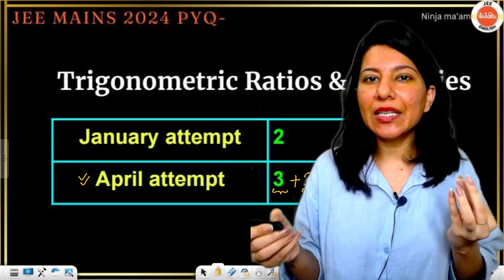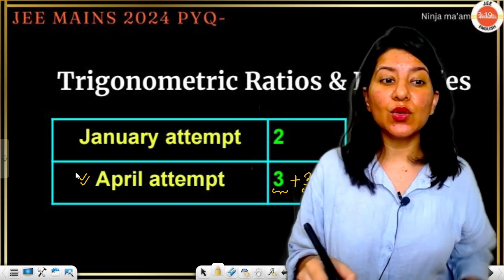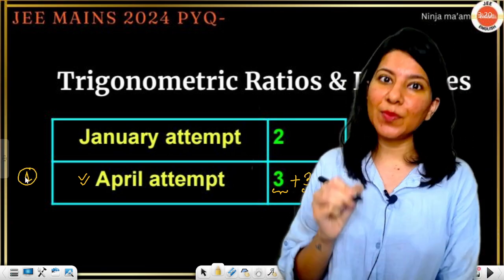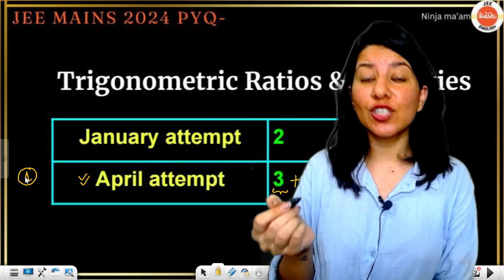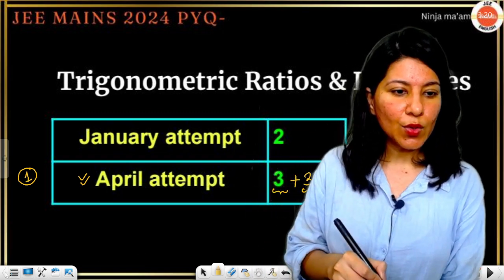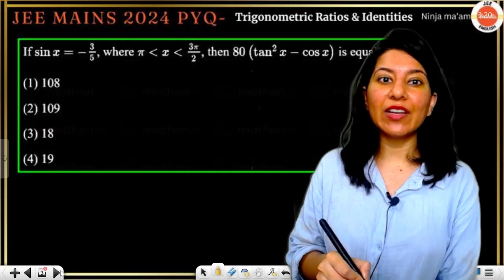So what does that mean? Trigonometry, how many questions can you expect? You can expect a minimum of 1 question from this chapter, trigonometry, in your JEE Main 2025, right? Okay, so let's now start with the very first question.